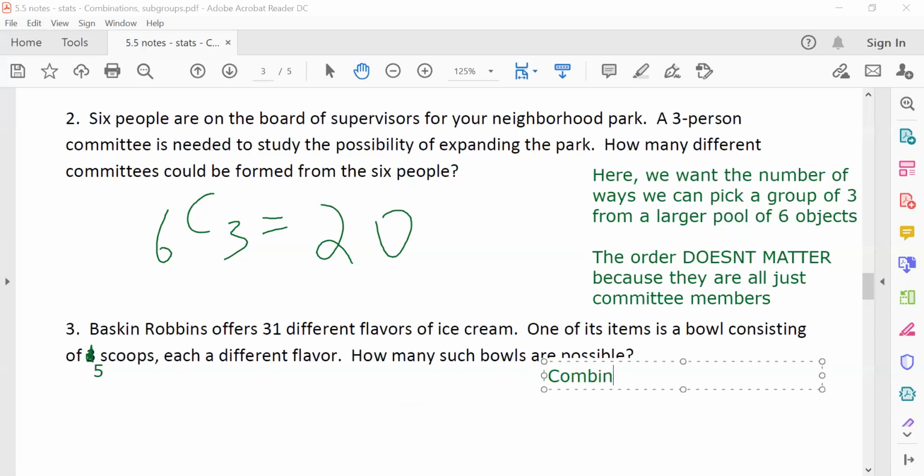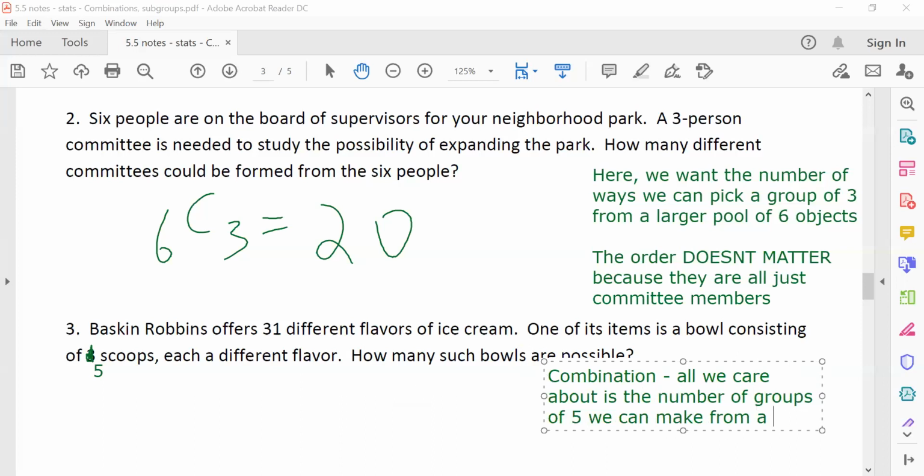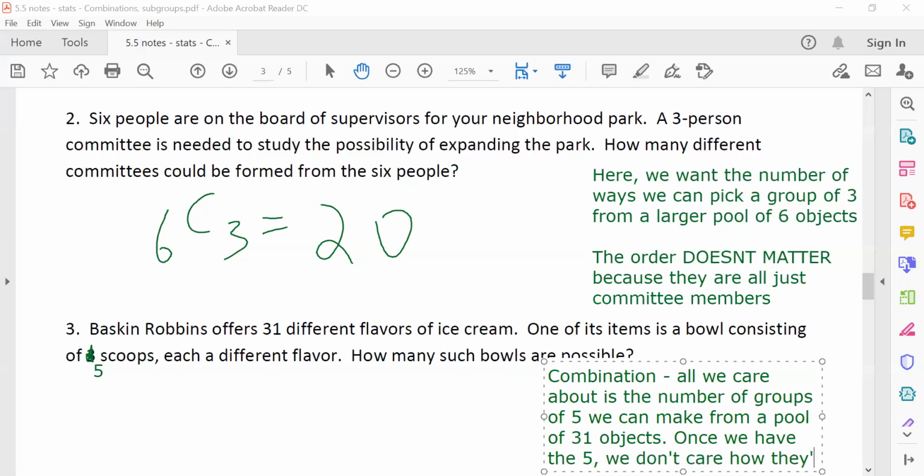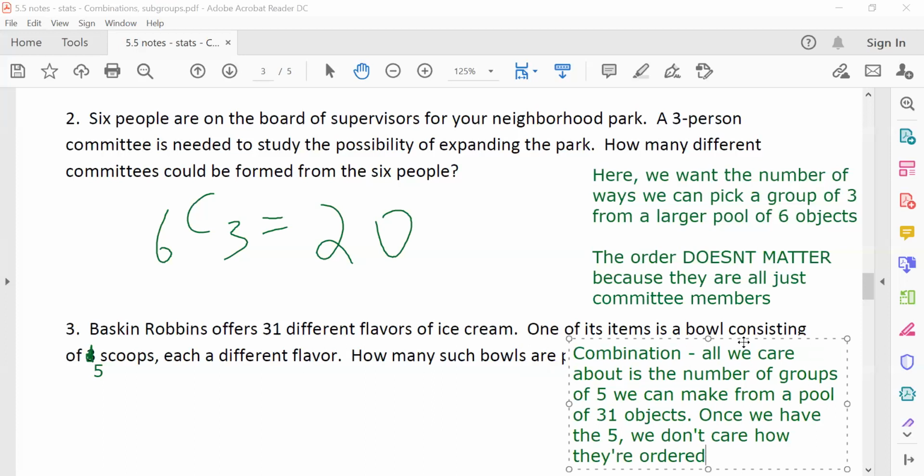This is a combination. All we care about is the number of groups of 5 we can make from a pool of 31 objects. Once we have the 5 in our group, we don't care how they are ordered. Let me just not spell today. We don't care about how they're ordered. You got 5 scoops in your bowl. Who cares what the leftmost scoop is? And then the next, who cares? You're going to eat it all. So this is a combination.